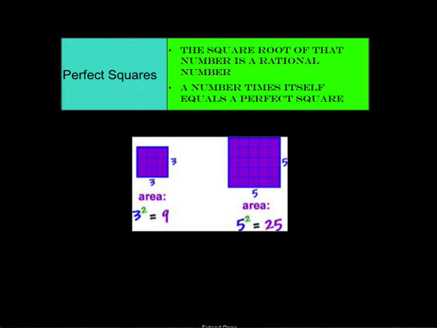So if you get like 0.16 repeating, that 6 repeating makes it a rational number because you can write a fraction out of it.